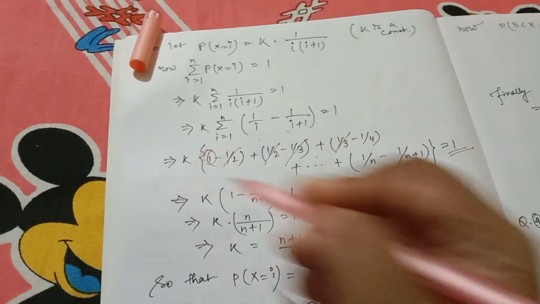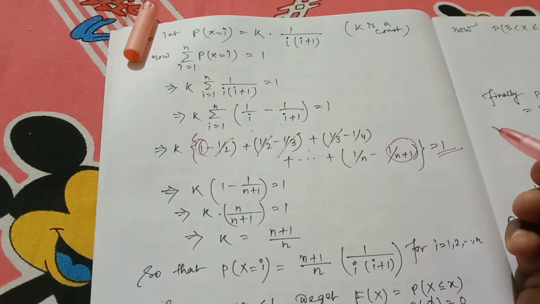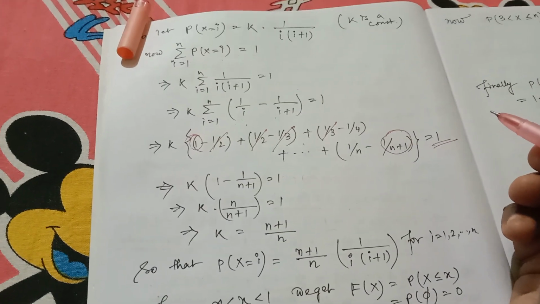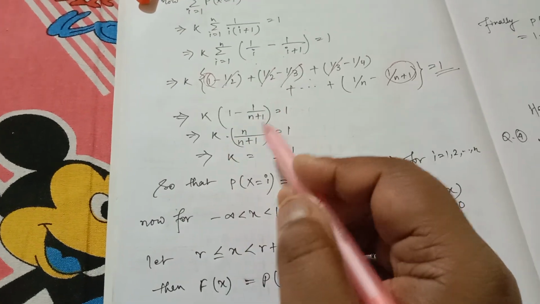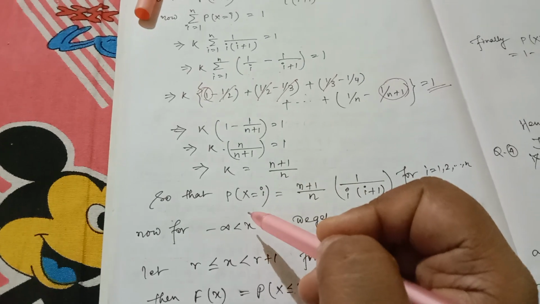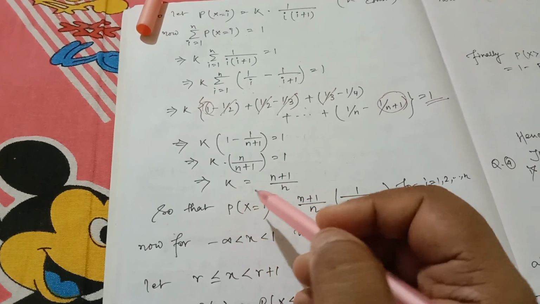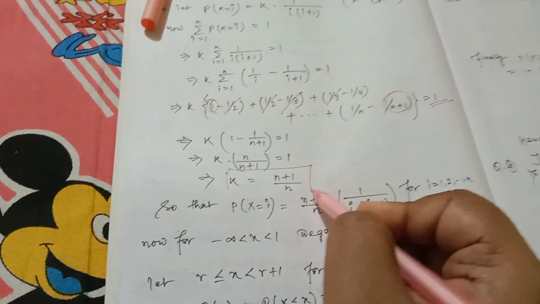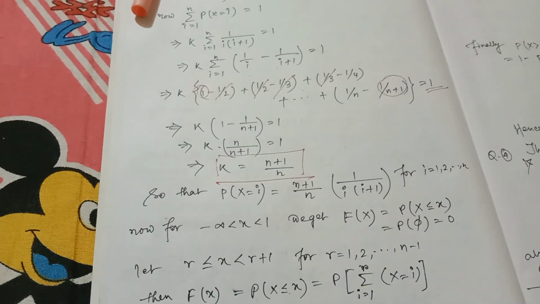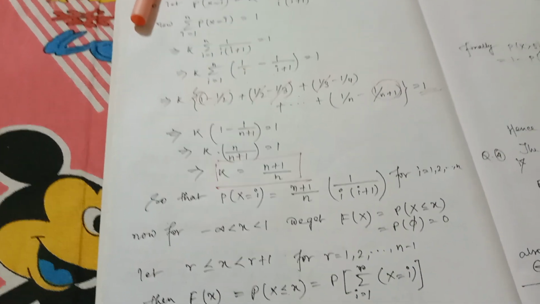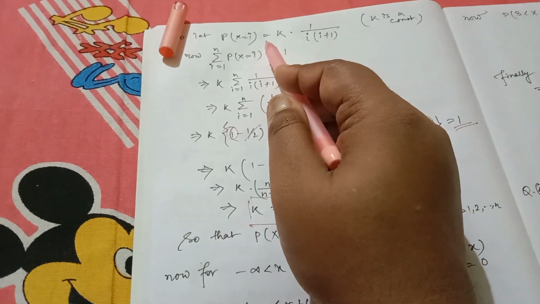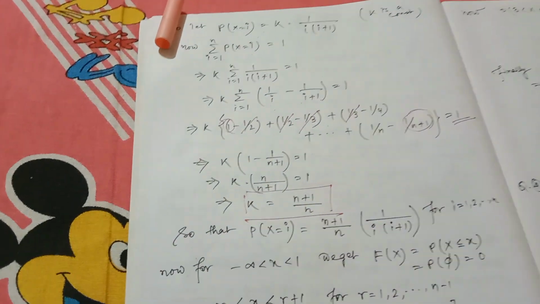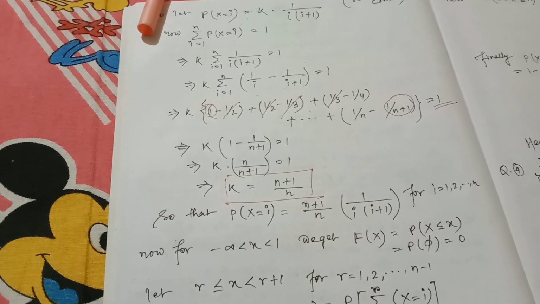So 1 and this 1 by n plus 1, these two quantities should survive, and ultimately you will get k into 1 minus 1 by n plus 1 should be equal to 1. That means after simplification you will easily find out the value of k, as we have obtained here, k is equal to n plus 1 by n. Now once you have obtained this value of k, put this value in this expression so that you will get the exact structure of probability that x equals i.